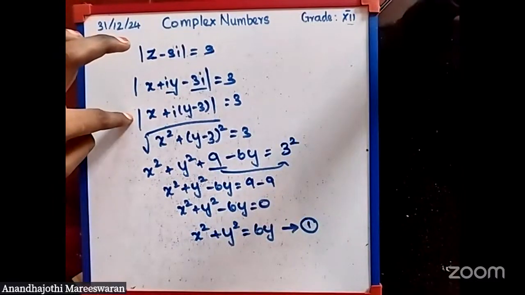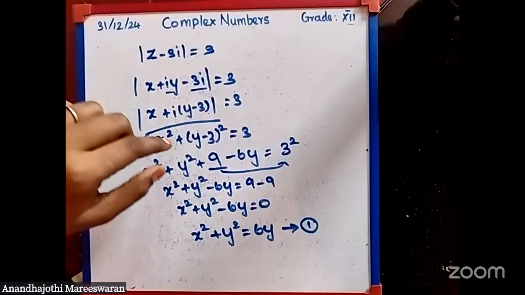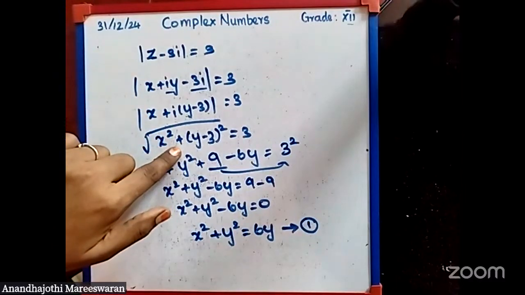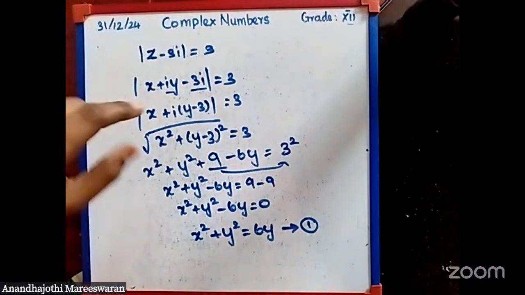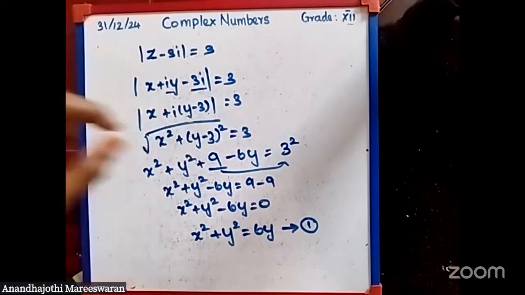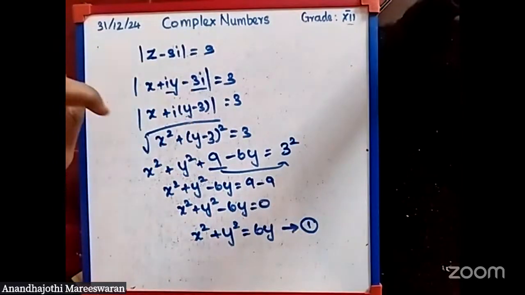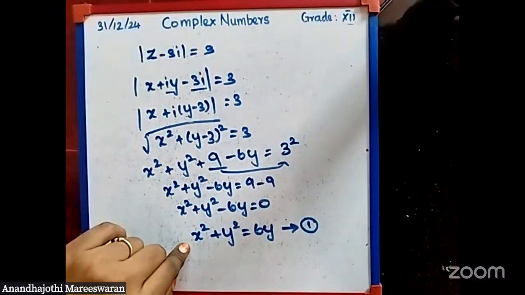To replace the modulus, we are going to introduce a square root, and within the square root there will be a sum of individual real and imaginary part squares. So here will be x squared, here will be (y minus 3) the whole square, right? And I solved it. We got the equation x squared plus y squared equals 6y.